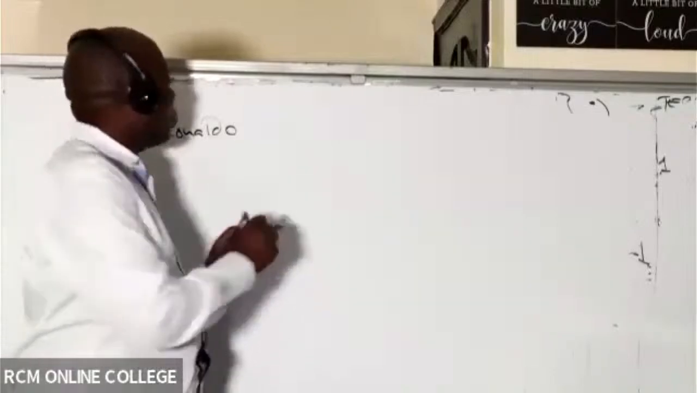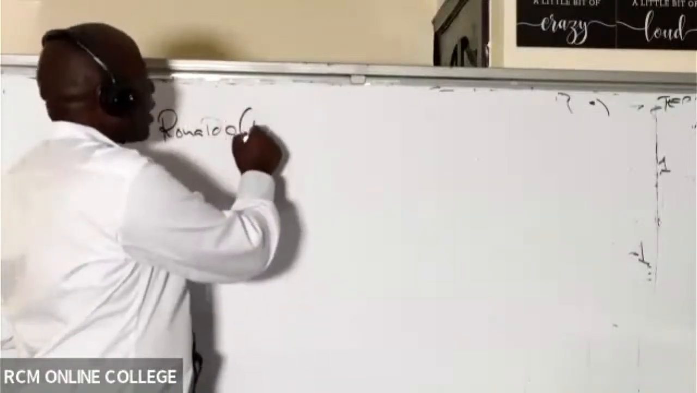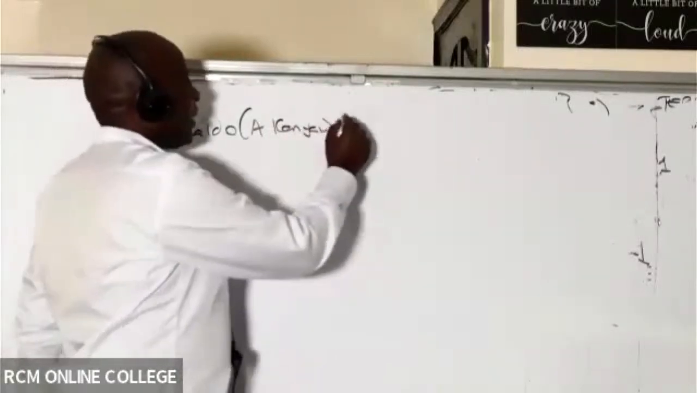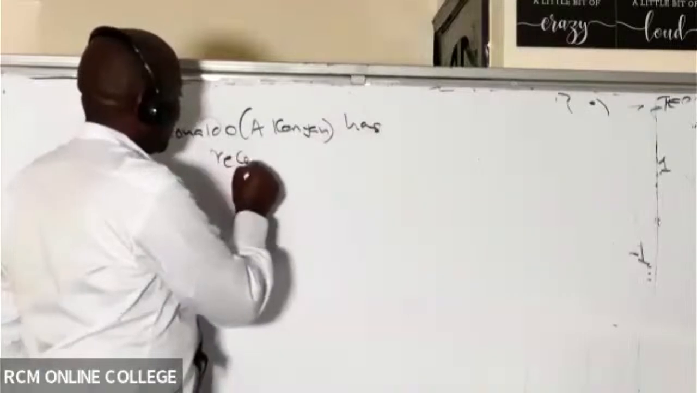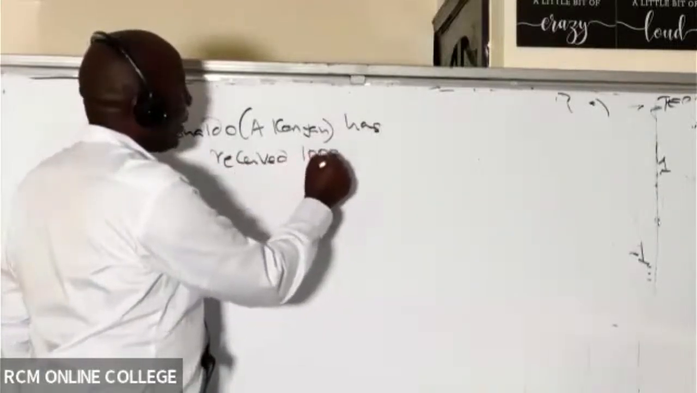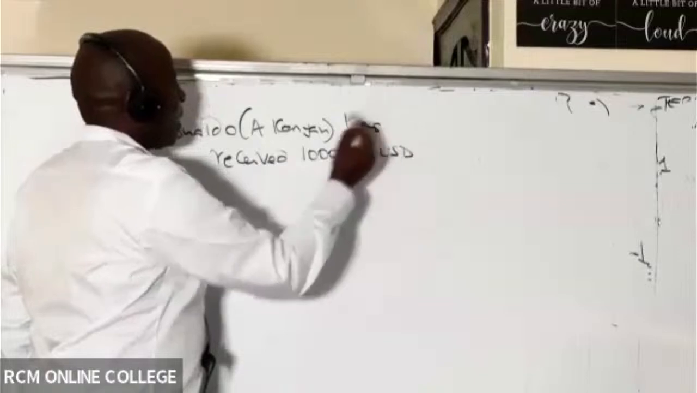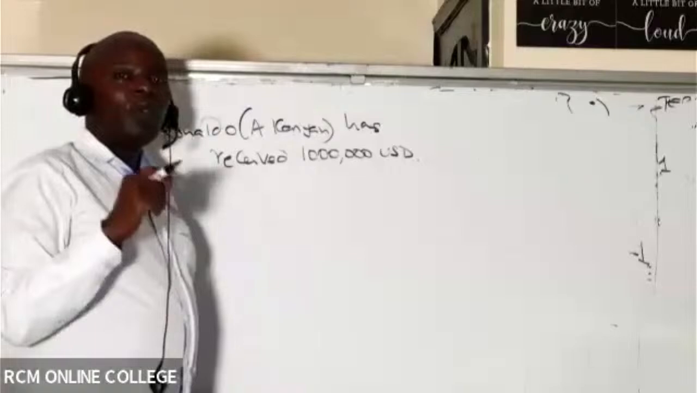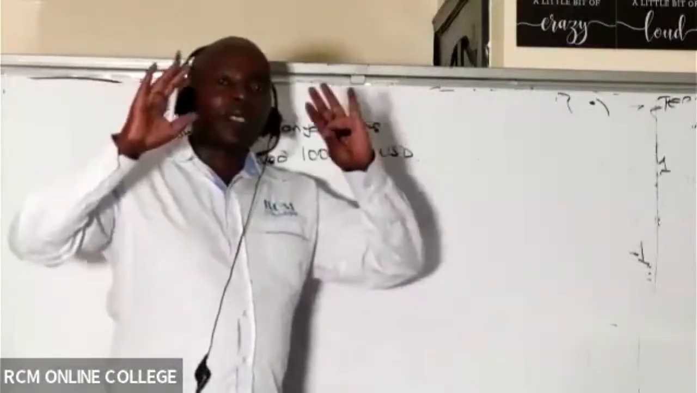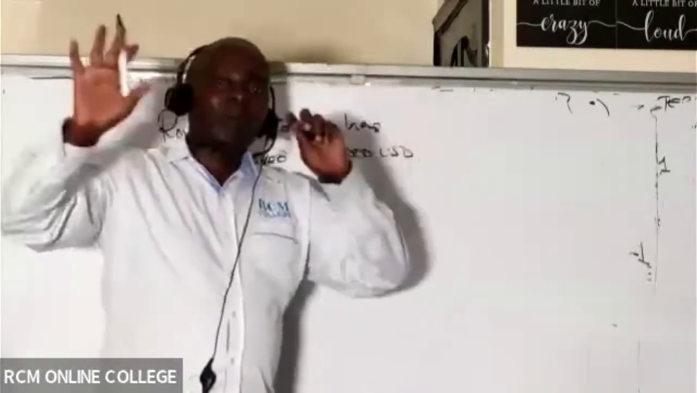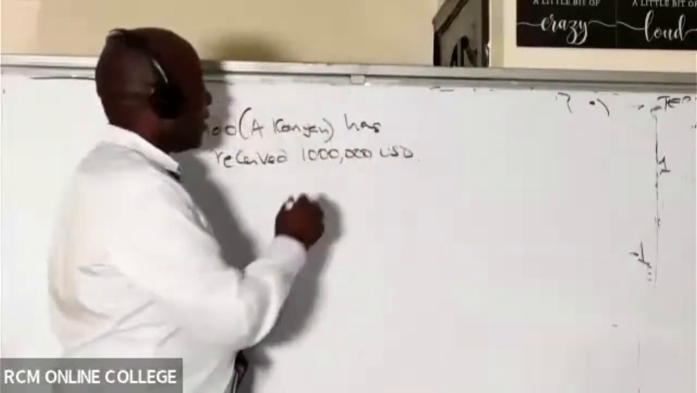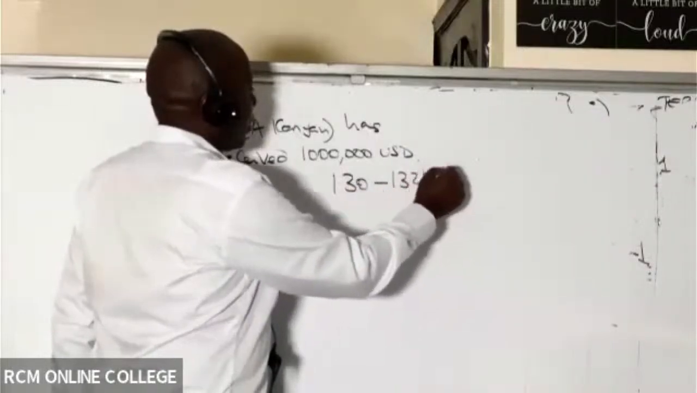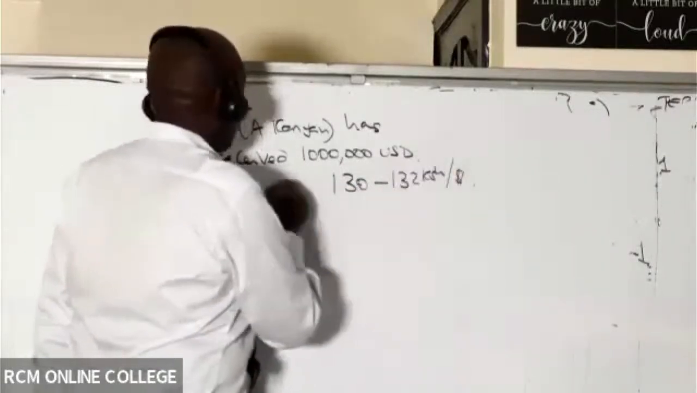So Ronaldo, of course, is a classmate of ours. We are aware that Ronaldo is a Kenyan. Ronaldo has received $1 million. Then Ronaldo would want to go and exchange this money in some bureau. So he goes to a bureau. He sees a bureau that has got a good red plate. It is written like this: 130 to 132 Kenya shillings per dollar. These are the exchange rates.